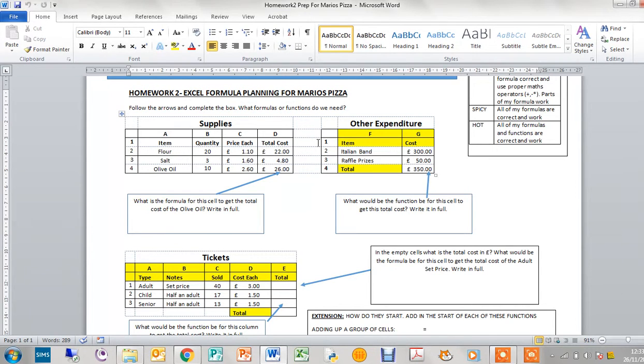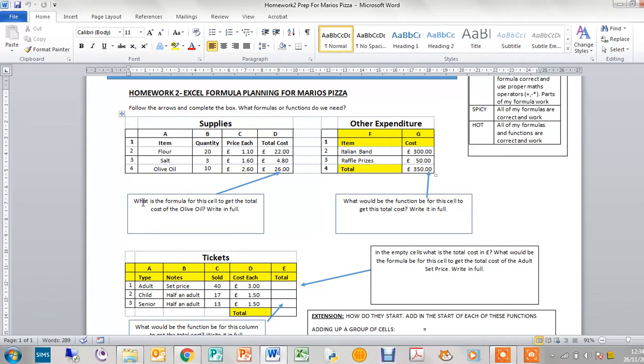Excel, exactly what formulas and functions you're going to need in your spreadsheet, because you found the prices, haven't you, of the products like flour and olive oil and mozzarella and so on, and maybe a band, and you've sorted your tickets out. But when we put the spreadsheet together, what we're learning is trying to use some of the formulas and functions to help us in the project.